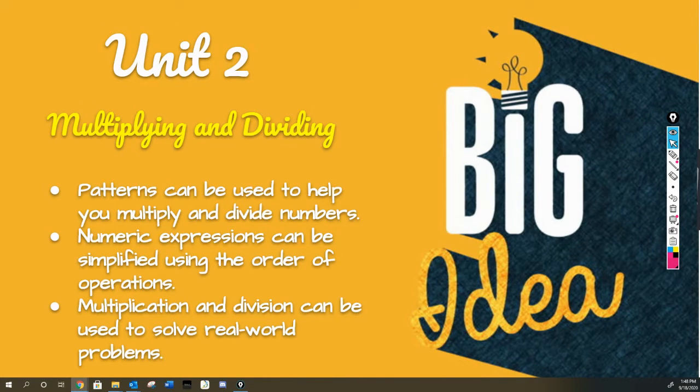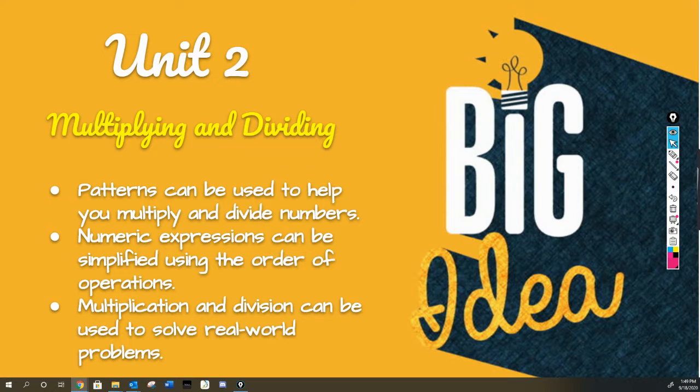We've got a number of big ideas guiding us this unit. First of all, the goal that patterns can be used to help you multiply and divide numbers. Trying to get some of these, not shortcuts, but patterns and familiar things in your head to help you speed up that process a bit. Number expressions can be simplified using the order of operations. Basically, what that's telling us is that when you have a long number sentence with addition, subtraction, multiplying, dividing, there is a special order in which you need to follow those operations. And we'll work on that.